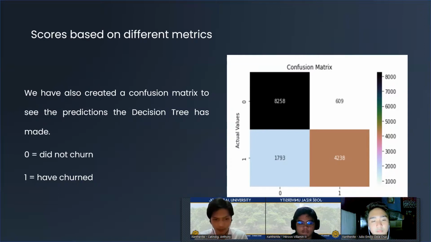So there are 8,258 observations that tell that the customer did not churn and was predicted to have not churned. For false positive, there are 609 observations that tell that the customer churned but was predicted to have not churned. For the true positive, we have 1,793 observations that tell that the customer has churned and was predicted to have churned. For the false negative, there are 38 observations that tell that the customer did not churn but was predicted to have churned.